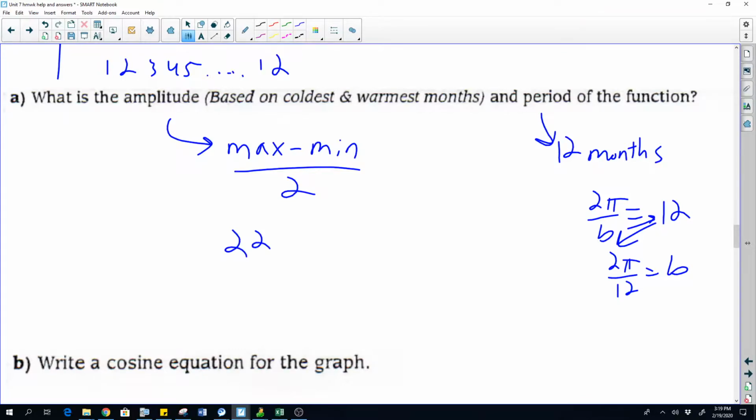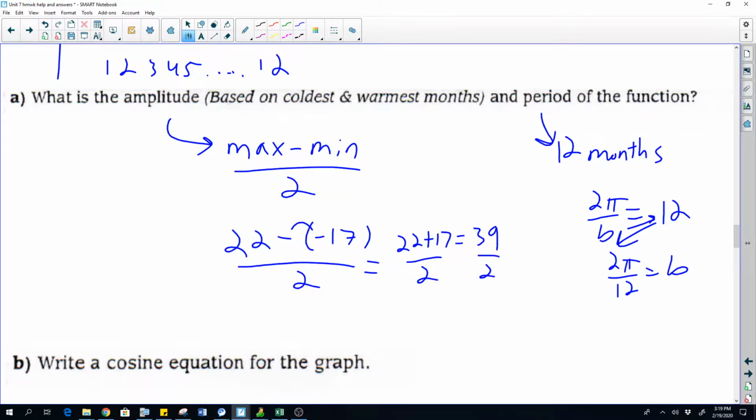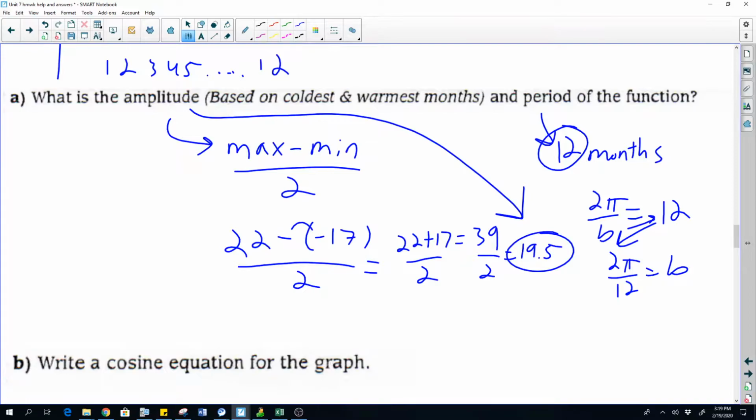We're going to do 22 minus a negative 17, tricky, divided by 2. And 22 minus a negative is going to be a plus, because a negative times a negative is a positive. So 22 plus 17 is 39, and 39 divided by 2 is 19.5. Awesome. So that's our amplitude. We just found our amplitude: amplitude is 19.5, and 12 months is our period.